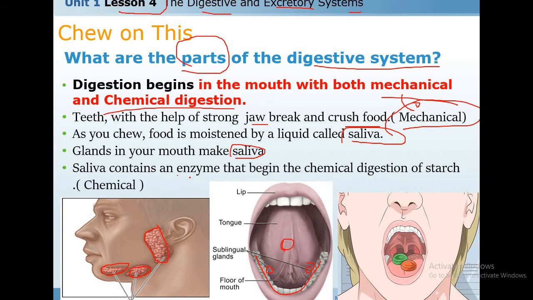Saliva contains an enzyme that begins the chemical digestion of starch. When you eat bread, this bread is digested inside your mouth by saliva, as saliva contains an enzyme that begins the chemical digestion of starch. Saliva is excreted from the salivary gland that is present here.